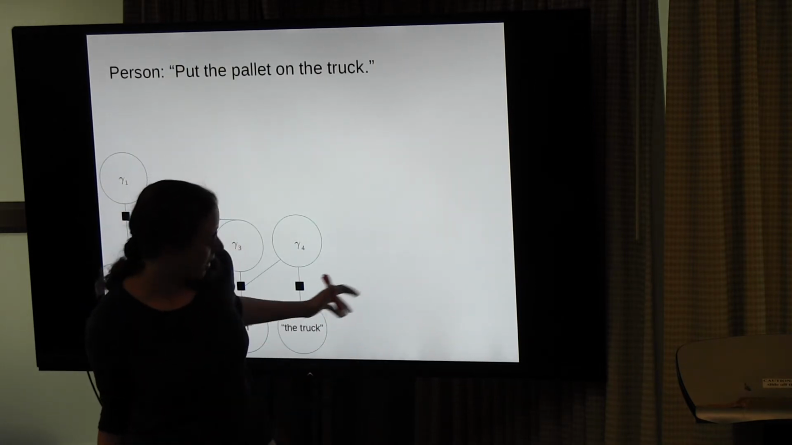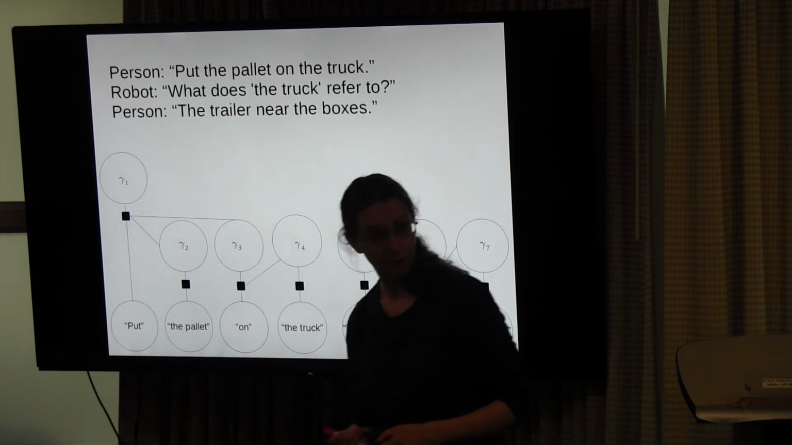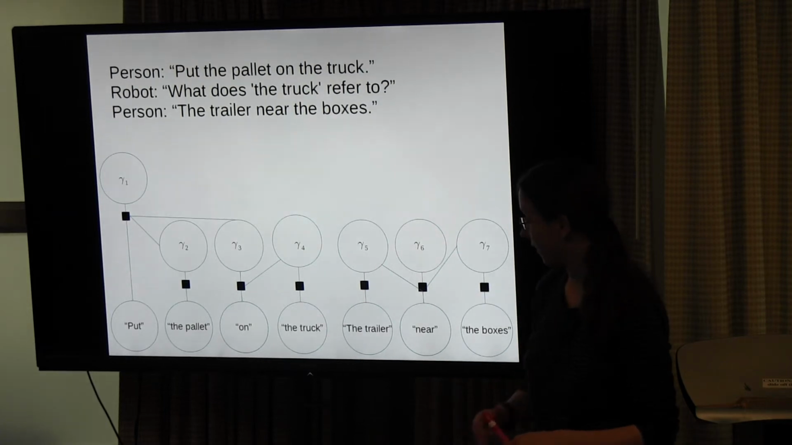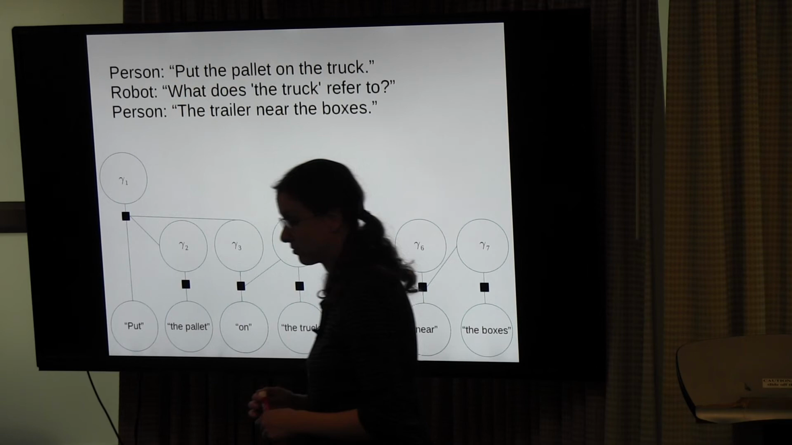This is how we did it. We had a grounding graph for "put the pallet on the truck." Then you ask a question, you get an answer like "the trailer near the boxes," and you get this other grounding graph. It's the same way, you just read it off from the parse structure.